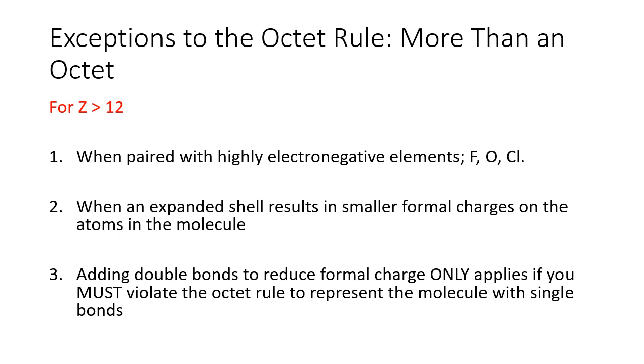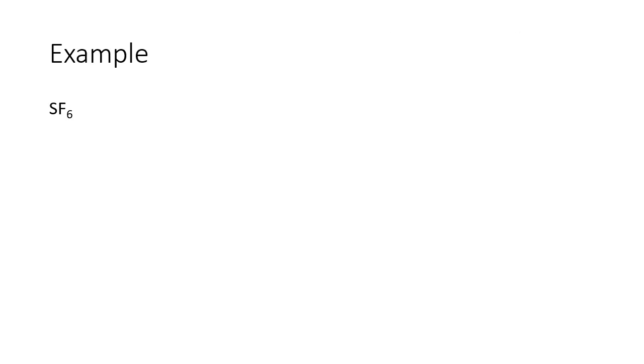And finally, if you're adding double bonds to reduce formal charge, it only applies if you must violate the octet rule to represent the molecule with single bonds. So you have to have greater than 4 outer atoms in order to violate the octet rule with a double bond. Otherwise, don't do it. Just don't do it. No matter what the formal charge is, just leave it alone. Okay, moving on. Let's try this thing.